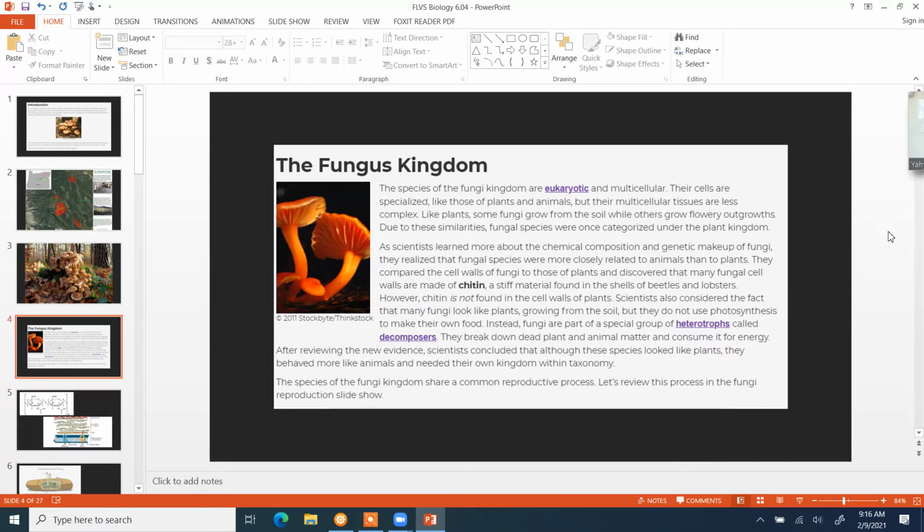Fungi's cell walls are made of something called chitin. So their cell walls are very different from plant cell walls. We talked about plant cell walls before. Plant cell walls are made of something called cellulose. Fungi cell walls are made of chitin. So these are very different kinds of things. We're going to look at the structure of chitin on the next page.